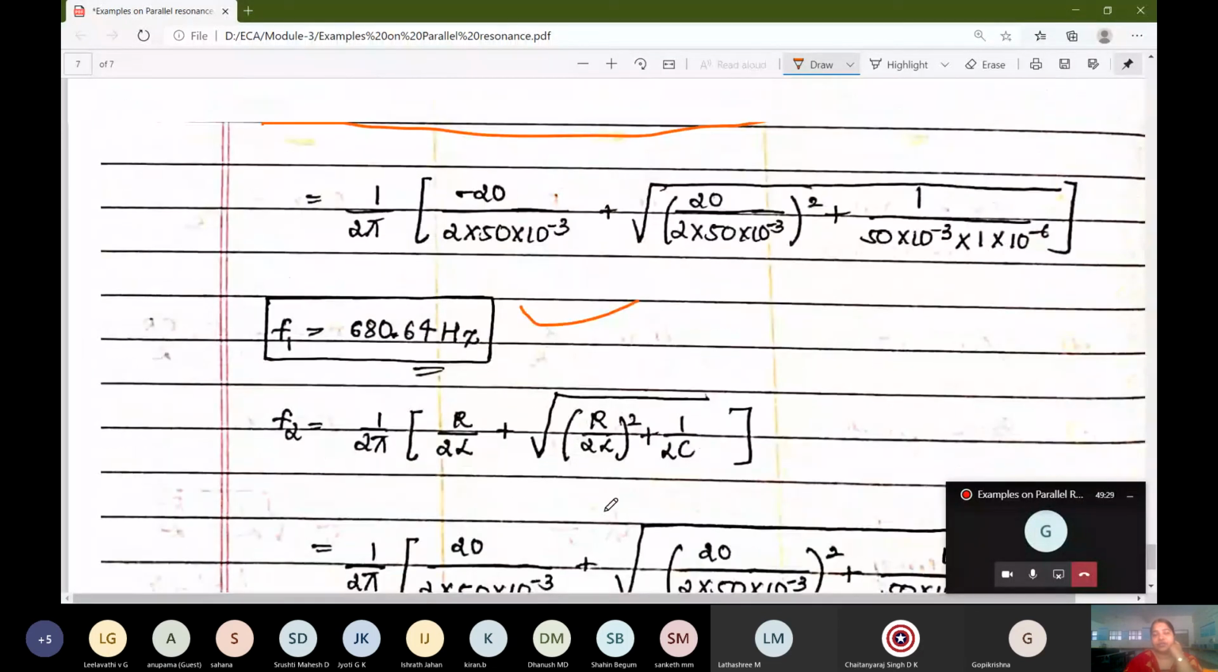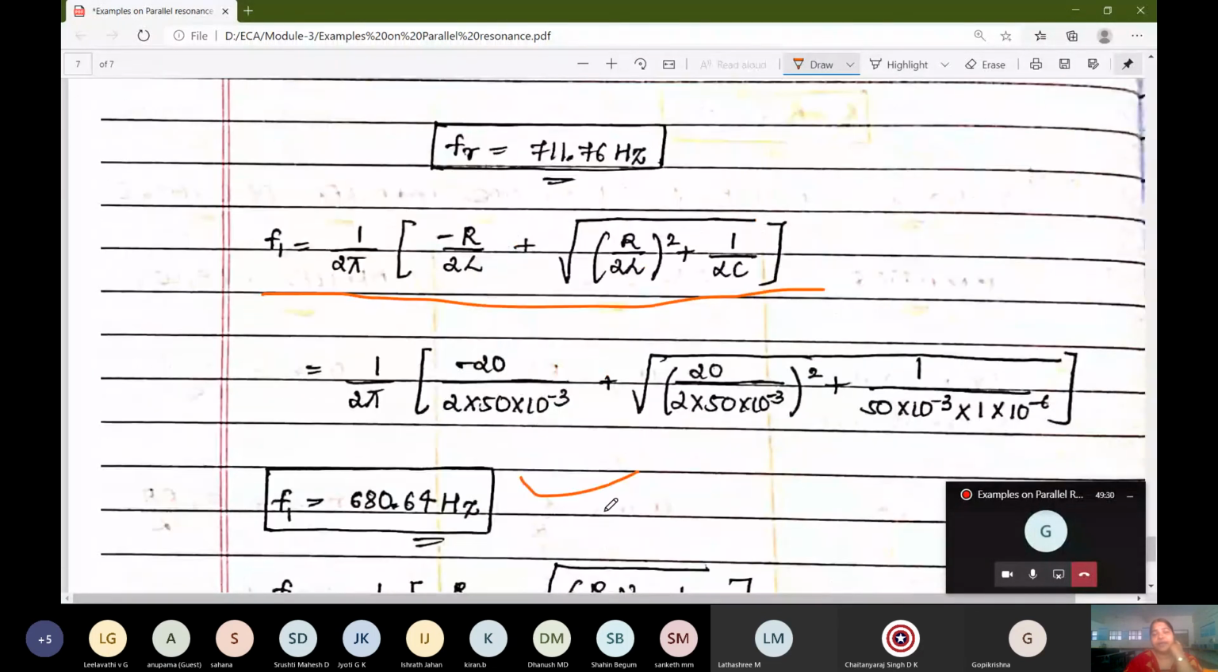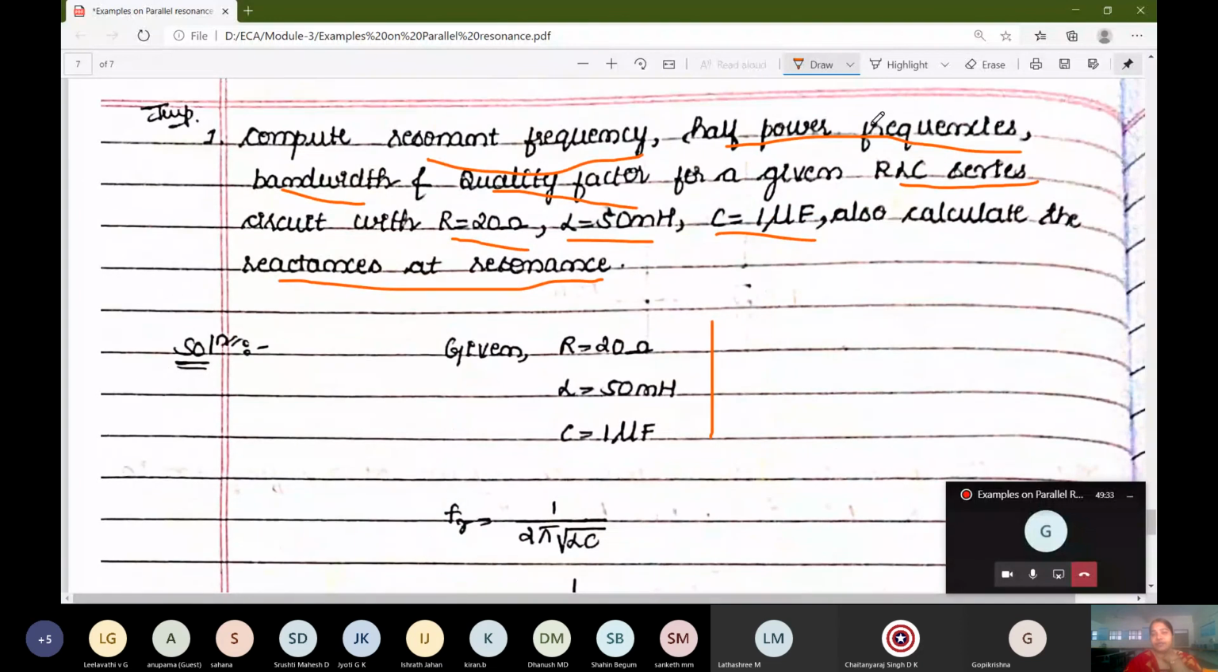After getting F1 and F2, the next thing you have to do is find out bandwidth. So check out the formula for bandwidth. Bandwidth is nothing but F2 minus F1. So you'll get the bandwidth. Okay, substitute it. Next you have to find out quality factor. Quality factor is 1 by R root L by C. Okay, so you know R, L and C, just substitute, you'll get the quality factor.